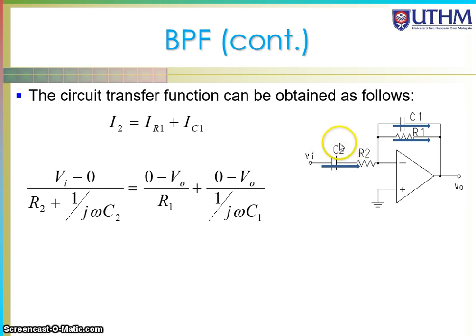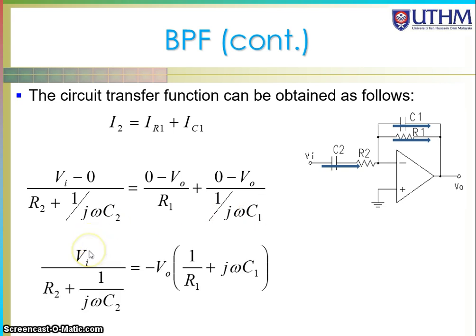Again, remember for the capacitor, we have to use the impedance. So it will be R2 plus 1 over j omega C2, and it equals IR1. IR1 is simpler because it's just from this dot, which is 0, minus Vout over here: 0 minus Vo divided by the resistance R1. And for the IC1, it will be from this to this. Similarly, it is 0 because it is grounded over here, minus Vo because it is flowing from this to this. And since this is a capacitor, it will be divided by 1 over j omega C1.